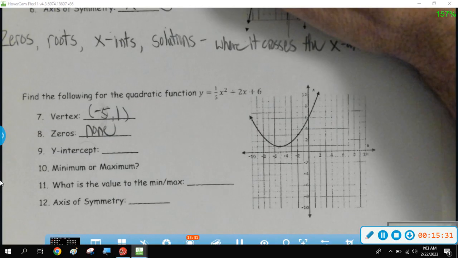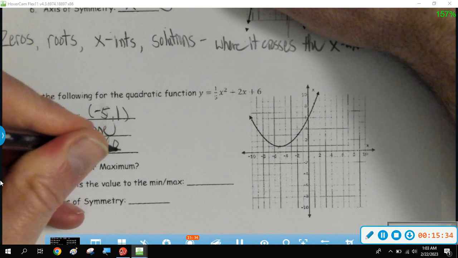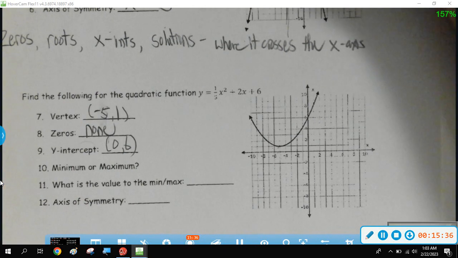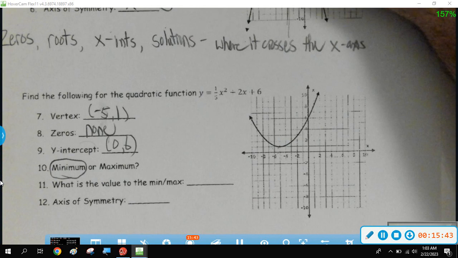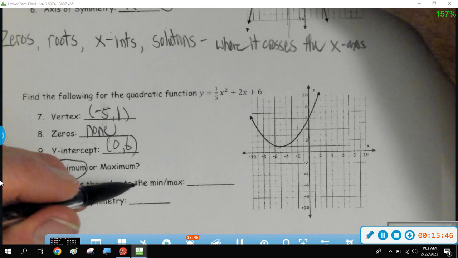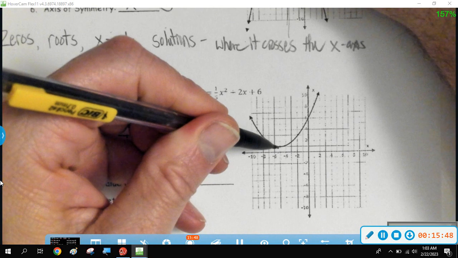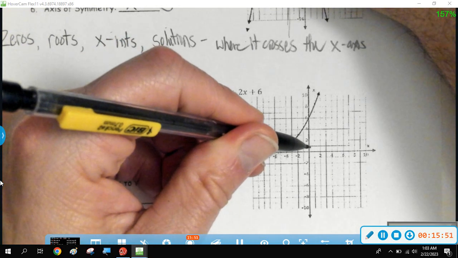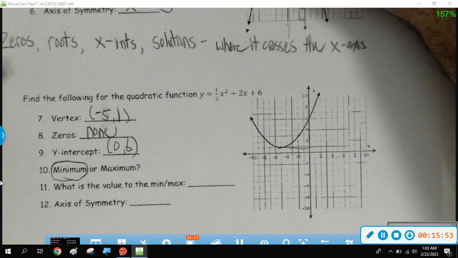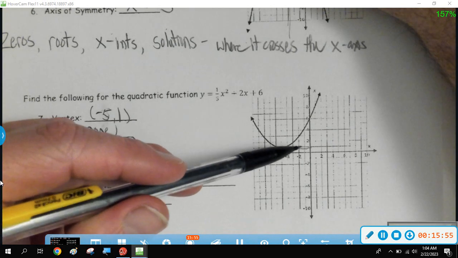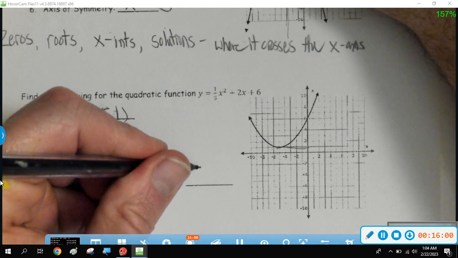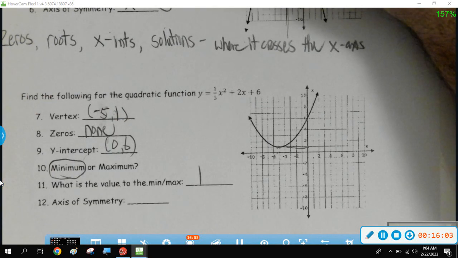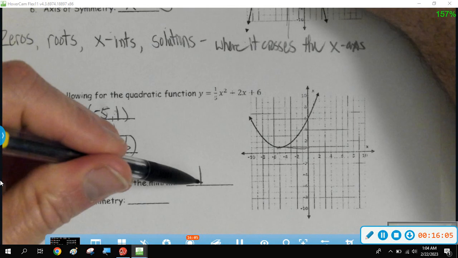So I'm going to come back to my paper now, and I'm going to write in 0, 6. And there we go. That's my y-intercept. And the vertex, we've already discussed that it is a minimum because it's at the lowest point. What is the value of the minimum in this case? Remember, the value, we're talking y value. When you trace it back, you can look and see. I see that I trace it back and it's at 1. And I can verify that because that's the y number of the vertex. So 1 is the value, because remember, this y value is the answer to this question.